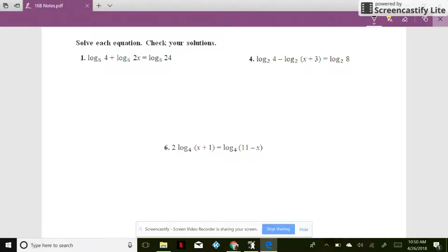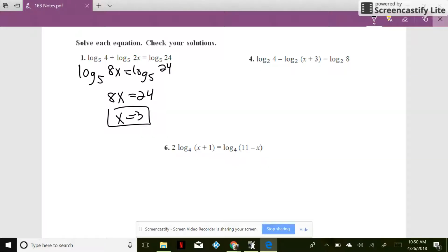All right, let's work through some problems. So here we're adding the logs, so that means we want to rewrite it as a product. So log base 5 of 4 times 2x, which is 8x, is equal to log base 5 of 24. So now that we have the common base, we can set the two parts equal to each other. 8x is equal to 24, so x is equal to 3.